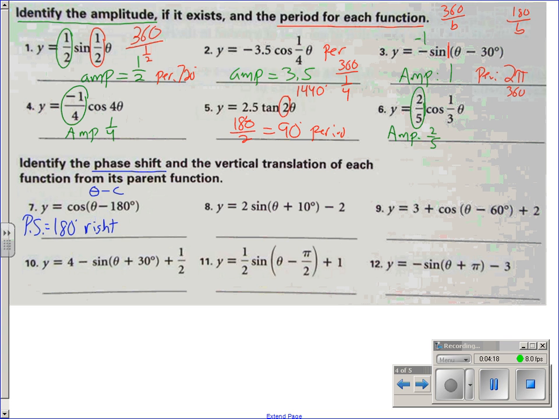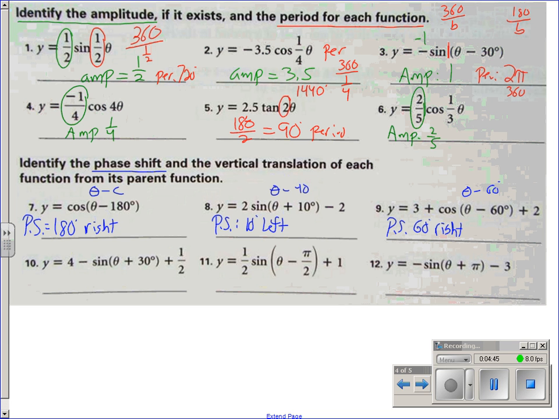For this one, this is technically theta minus a -10. So our phase shift is 10 degrees left. Theta minus 60. I didn't need to rewrite it, but the phase shift is 60 degrees to the right because we are subtracting a positive 60. All right, that's the phase shifts.